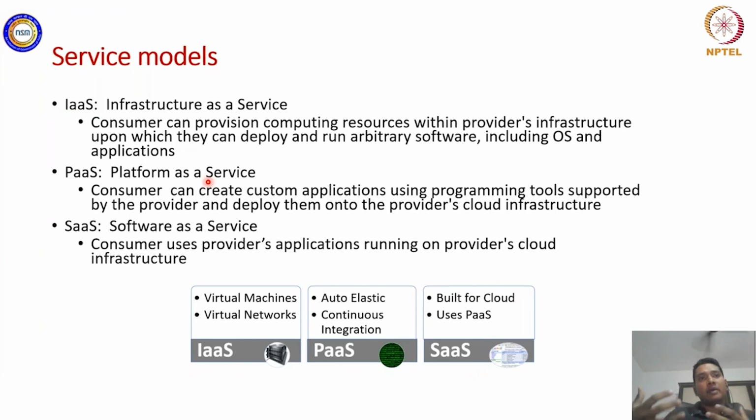You can have platform as a service. Basically, customers who want to create custom applications, with more flexibility in terms of creating applications, have access to programming tools supported by the provider. So this is called platform as a service. And software as a service is the provision where the consumer uses the provider's application running on the provider's cloud. Okay, so this is the end user who wants to access the applications provided by the service providers.